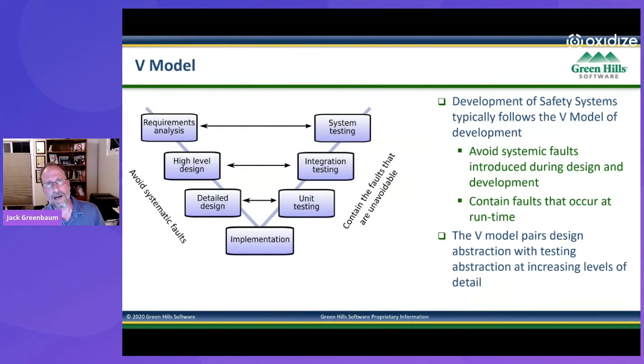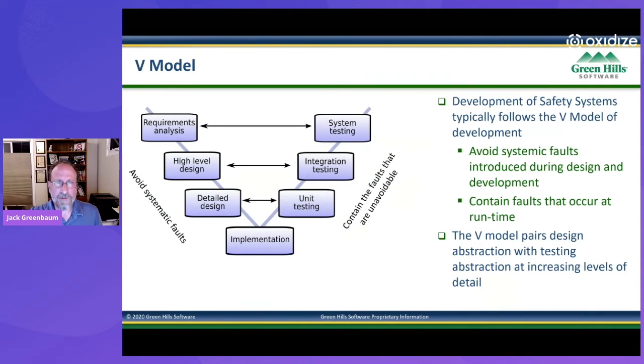Now, on the upper side, heading up the other side of our V model, we're going to contain the faults that are unavoidable. You know, if the chip fails, the chip fails. What is it that you do about it? What is the system supposed to do when the chip fails? So that's what you provide assurance for on the upward side of the V model.